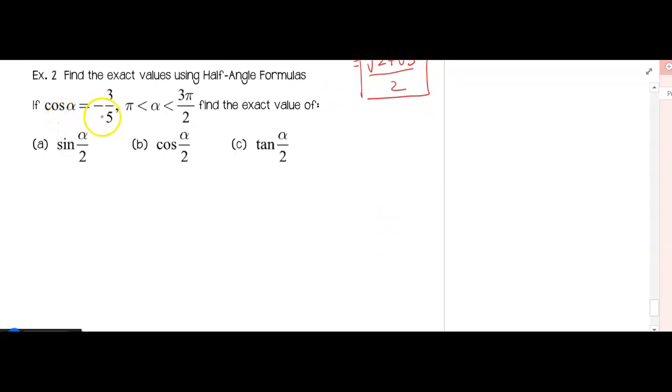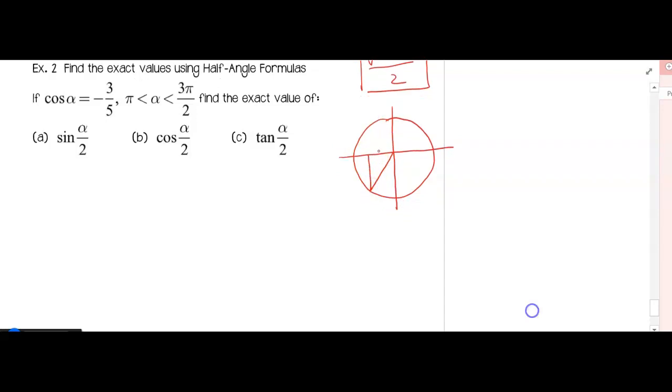So we've got the cosine of alpha is negative 3/5, and alpha is between pi and 3 pi over 2. So if it's between pi and 3 pi over 2, that means it's going to be in the third quadrant, and the cosine is negative 3/5, so this is negative 3. Our hypotenuse is 5. Our opposite side is going to be negative 4. And now we can find the sine of alpha over 2.